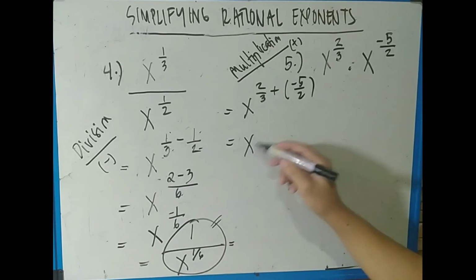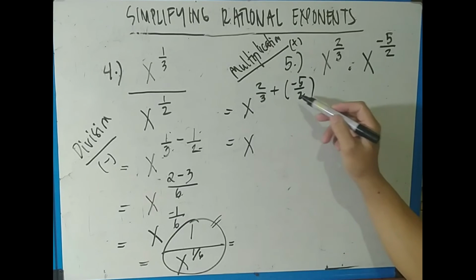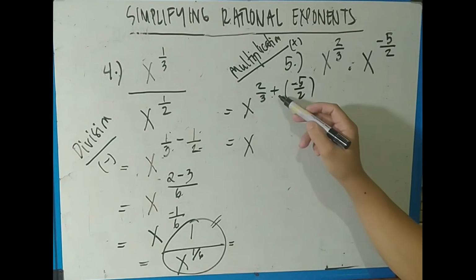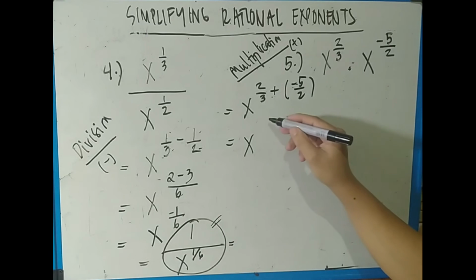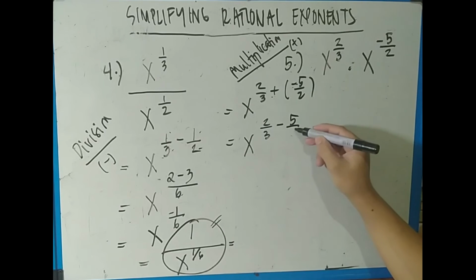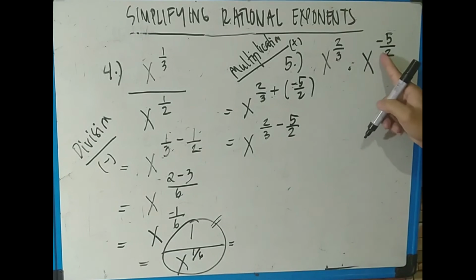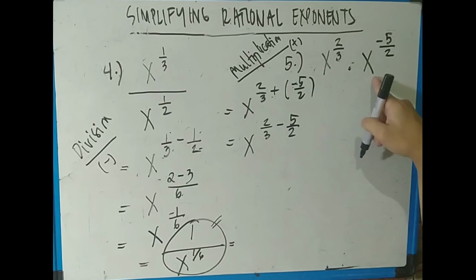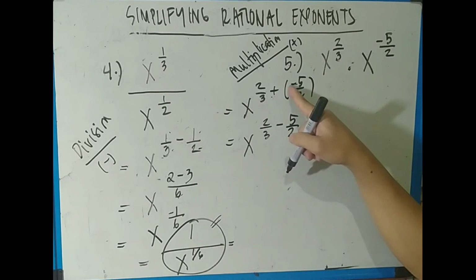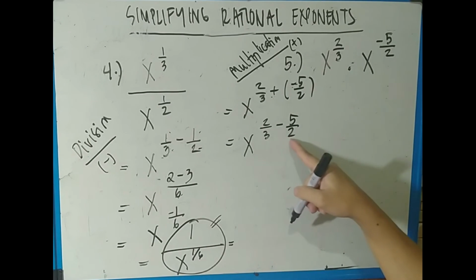Gagawin natin, since meron tayong parenthesis dito at positive, negative sila, we just have to multiply them, no? Positive times negative will give us negative. So, instead of addition, magiging subtraction na po siya. That is because nagkaroon tayo ng negative exponent dito. Pero the process, kapag multiplication, will be still addition. Nagkataon lang na may negative tayo dito. Okay, so subtract na natin yung exponent.